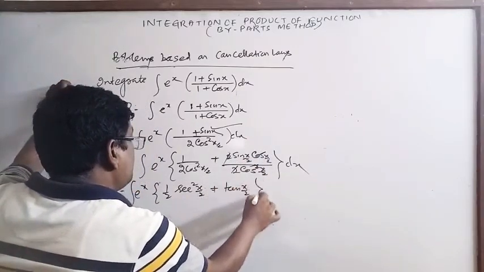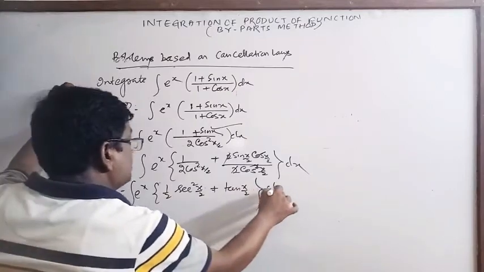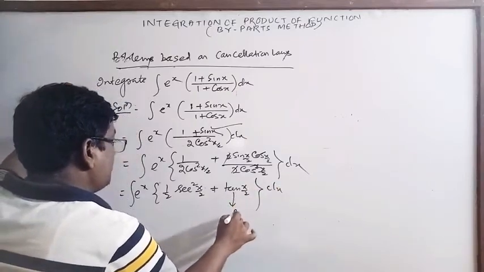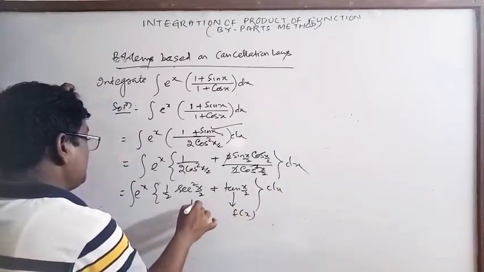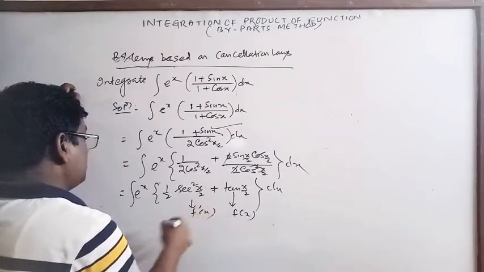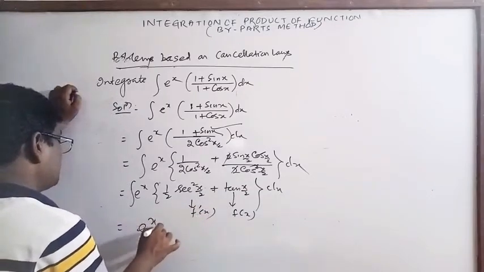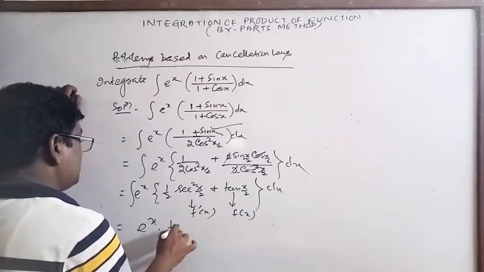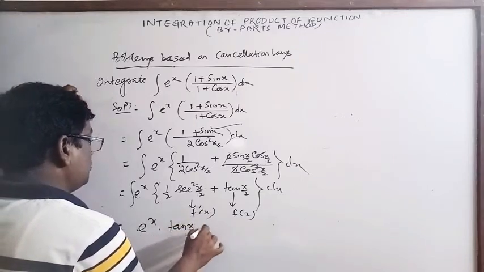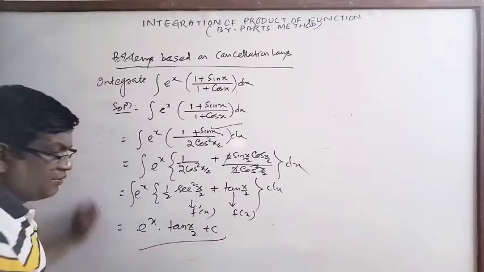So what is the derivative of tan x by 2? That is 1 by 2 sec square x by 2. Here this is f of x and this is f dash x. So by the formula, e to the x, f of x means e to the x tan x by 2 plus c. This is the answer.